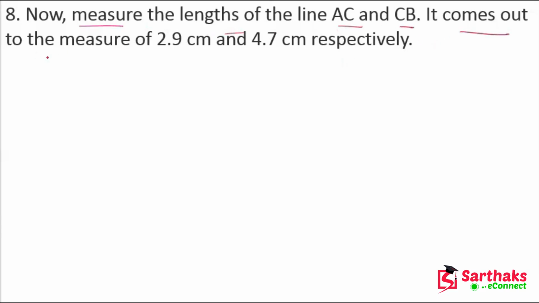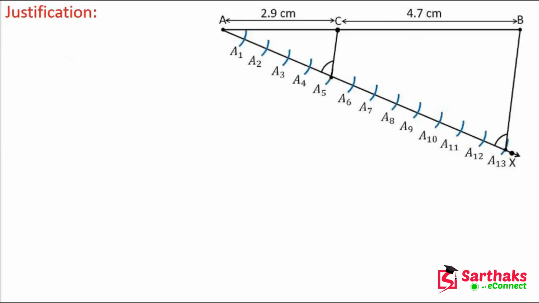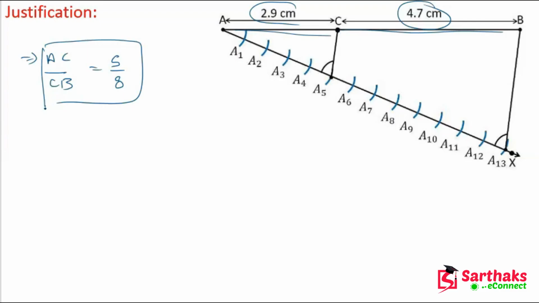It comes out to be 2.9 centimeters and 4.7 centimeters respectively. With the help of a ruler we have to measure these lines. If we add these lengths, it will be equal to 7.6 centimeters, which is AB. So here AC upon CB is equal to 5:8. I hope you understand these things.